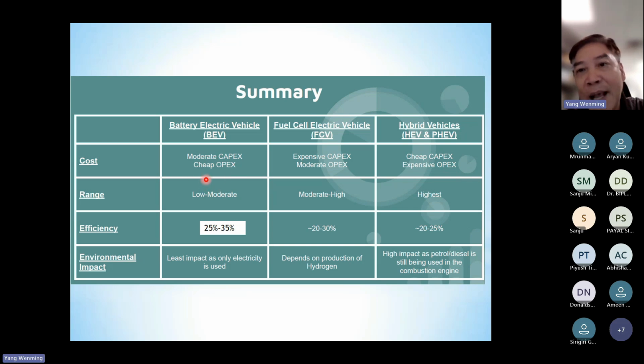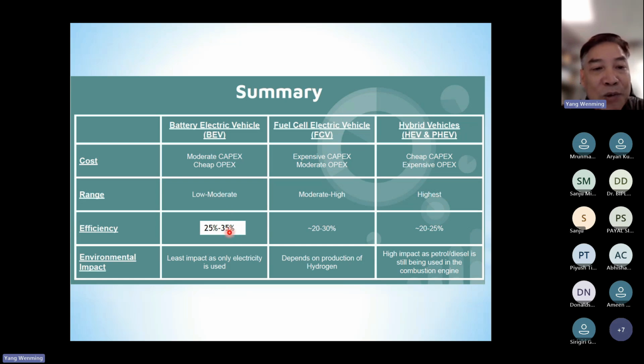In terms of range, the battery electric vehicle, as I just mentioned, averages 263 miles, correct? So it is from low to moderate range. However, fuel cell electric vehicles are from moderate to high range, averaging 270 something, correct? And hybrid vehicles have the highest range, which can be more than 400 miles.